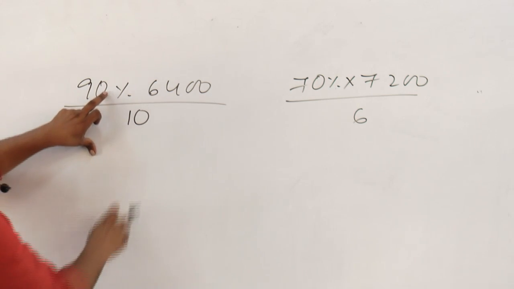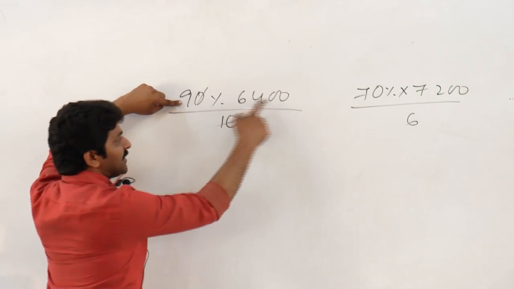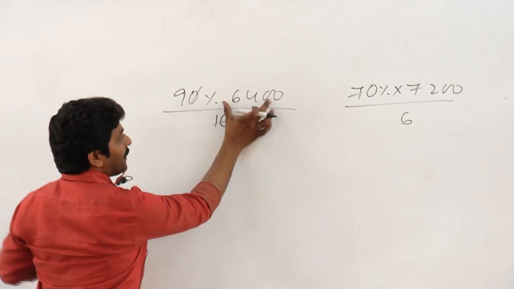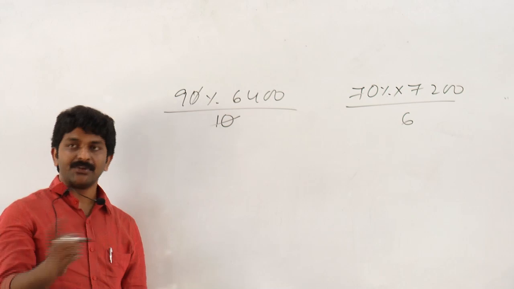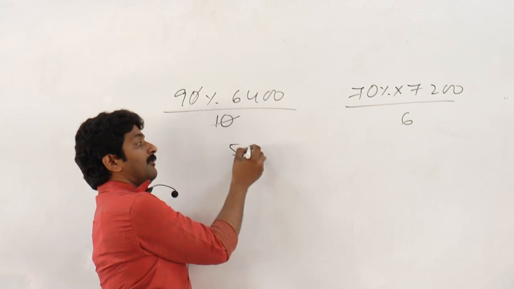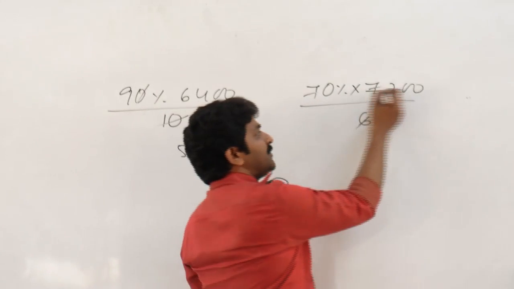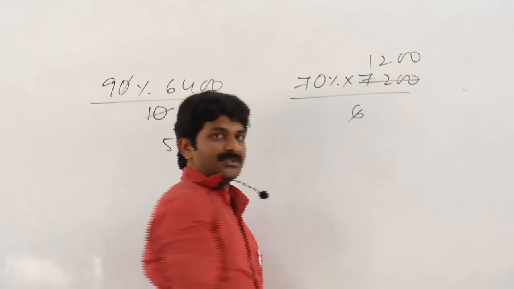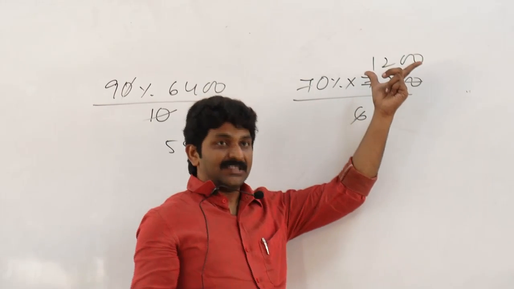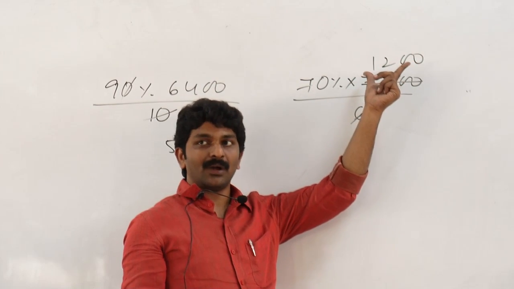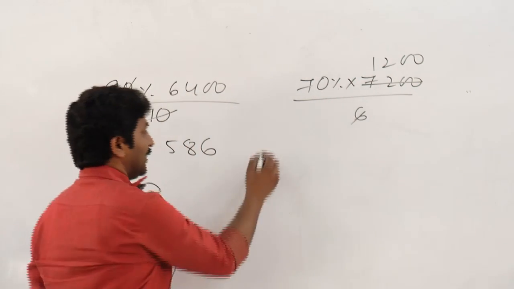Now, 0, 0 cancel, and you need to calculate 9% of this number. 10% is 640, 1% is 64. 640 minus 64 is 586. 6 how many times? 1200 times. 70% of 1200: 50% is 600, 10% is 120, 20% is 240. 600 plus 240 is 840.